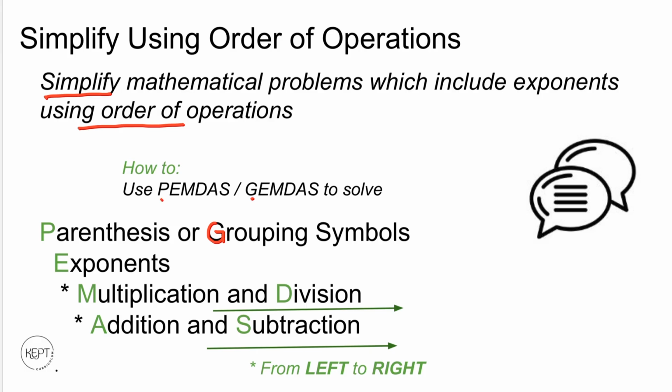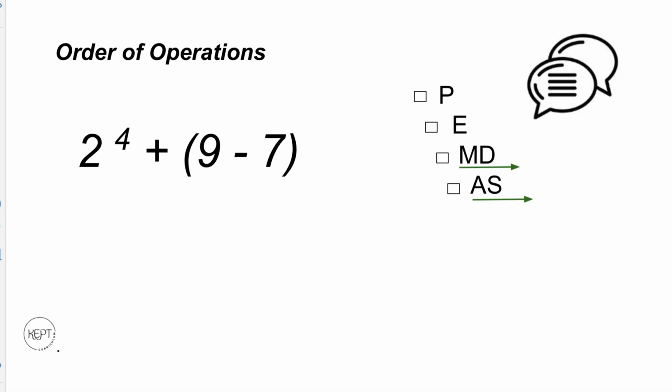Then we're going to solve any exponents that we see, and then we're going to do multiplication and division in either case, but we're always going to remember that we're moving from the left to the right, so whichever one comes first, moving from left to right, is the one we solve first. Lastly, we'll do addition and subtraction, and again, we will solve addition or subtraction from left to right depending on which one comes first. All right, let's solve this order of operations problem here.